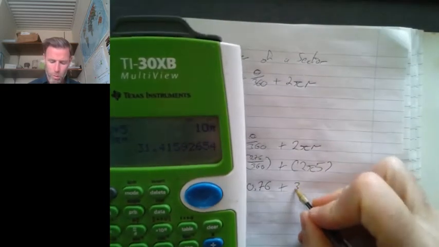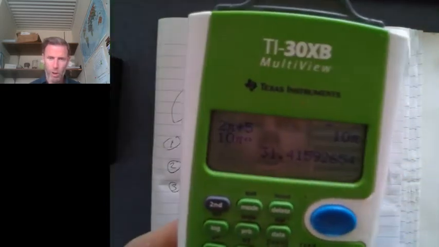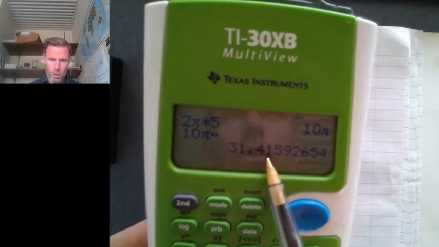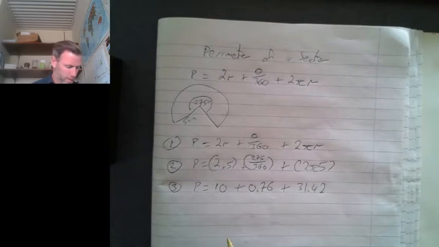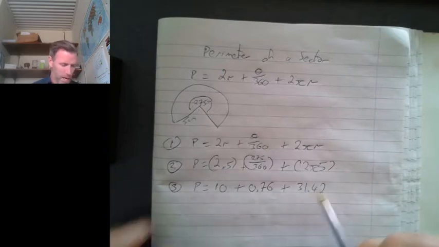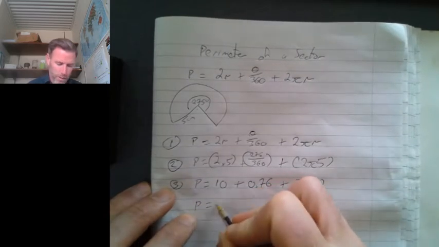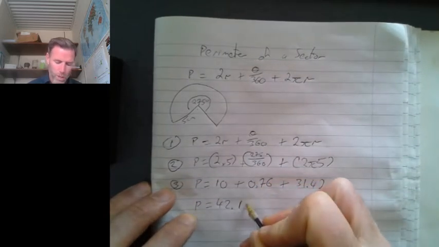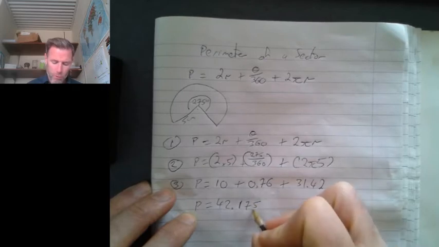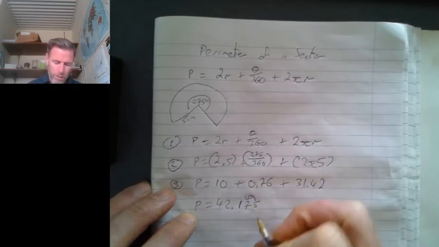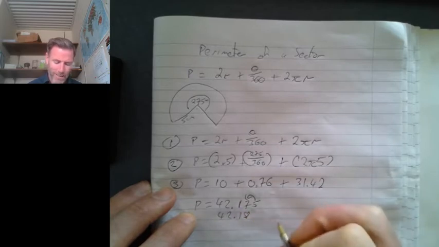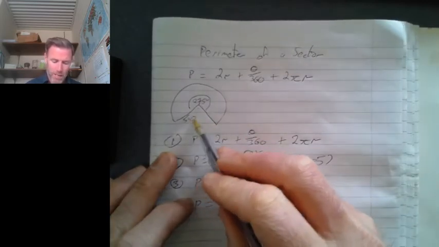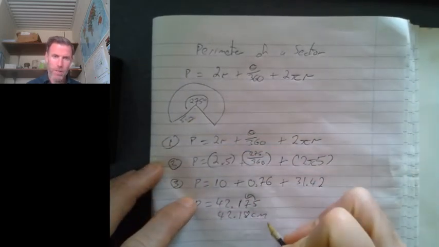or 31.42, plus 31.42. Again, I rounded to 2 decimal places. So then we just finally add our answers. 31.42 plus 0.76 plus 10. Add all these together, and my final answer is 42.175. If I round that, so I'm rounding it up because there's a 5, the answer is 42.18. And again, centimeters, it's distance, centimeters.